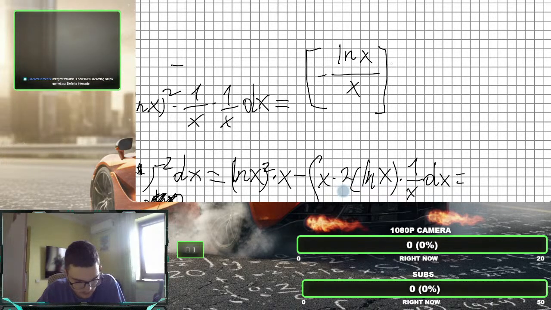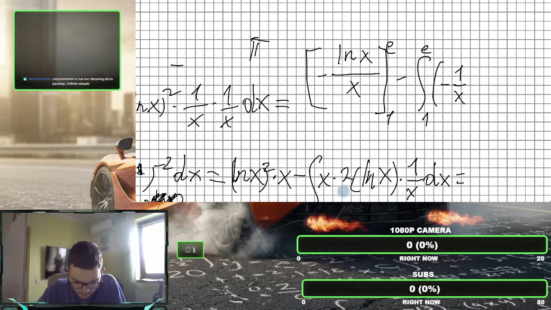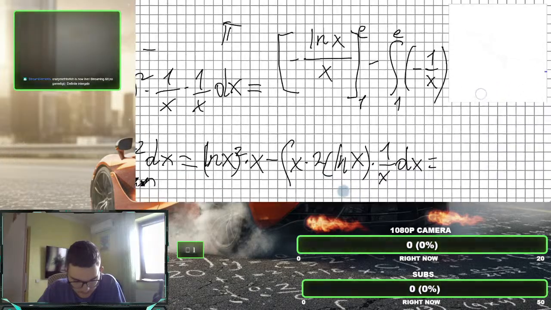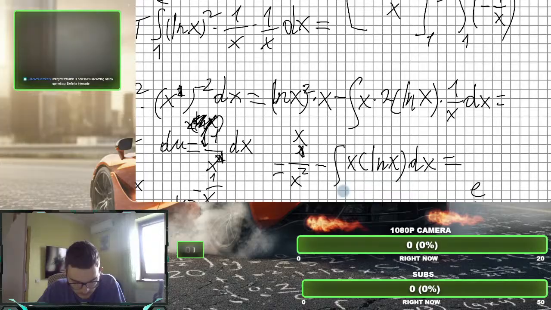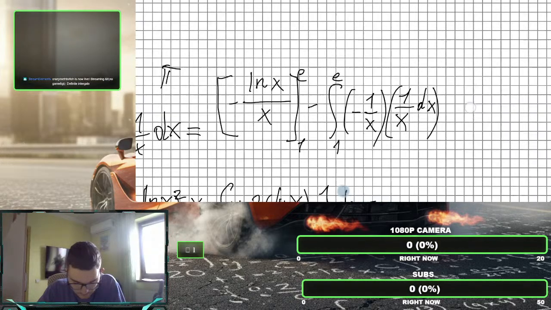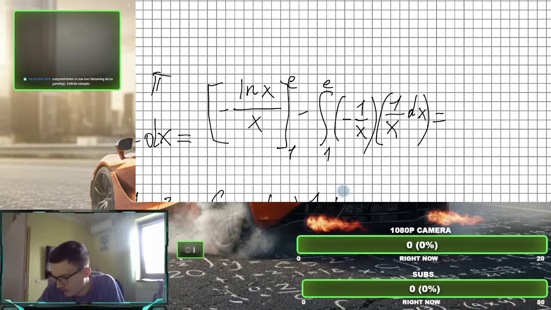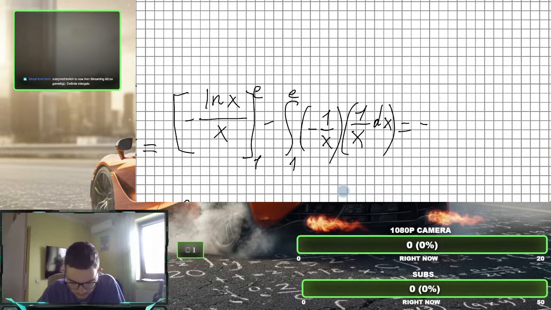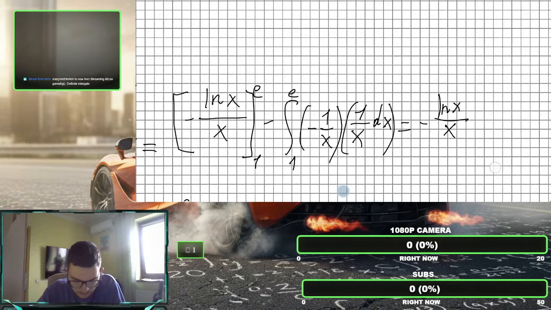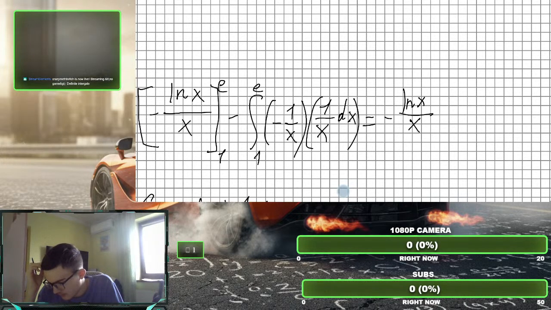and this from e till 1, and don't forget to put the pi when finding the v, and minus the integral from 1 till e, and minus 1 divided by x. That is the v times du, which is 1 divided by x dx, and from here minus ln x divided by x just stays like this, ln x divided by x, and there 1 divided by x, but just ln, right, modulus.